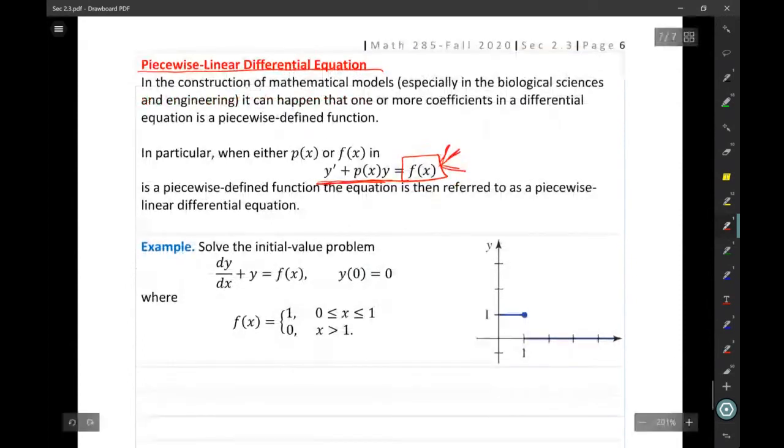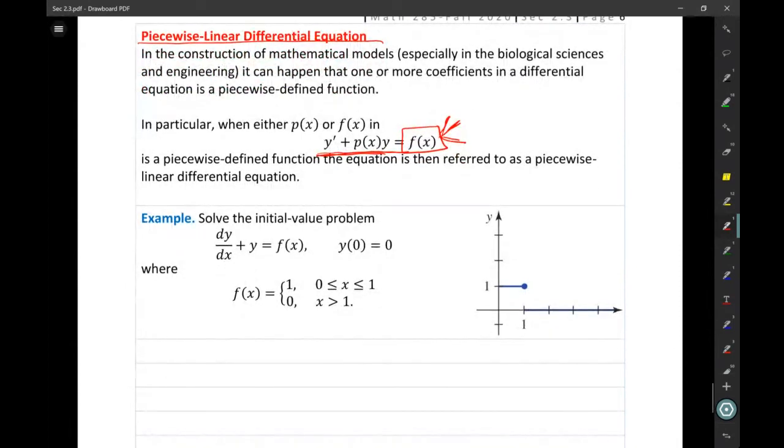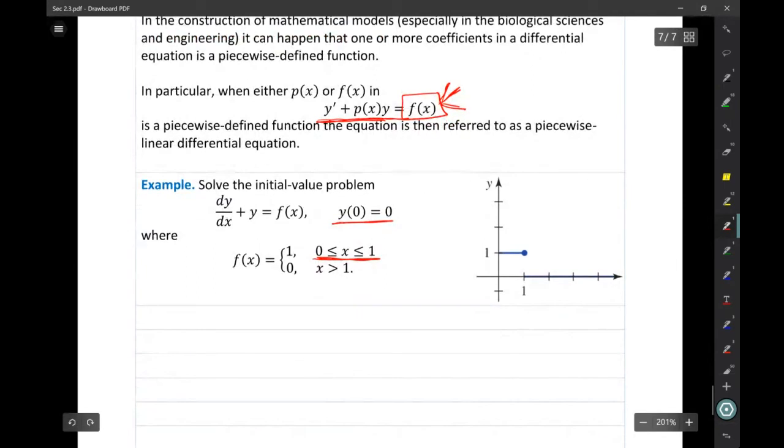Now, how can we solve in case I have a piecewise function? It is very simple. According to each interval, you have to assume a different differential equation and solve it. So have a look here. Solve dy by dx plus y is equal to f of x, but f of x is a piecewise function, and we have y of 0 is equal to 1.